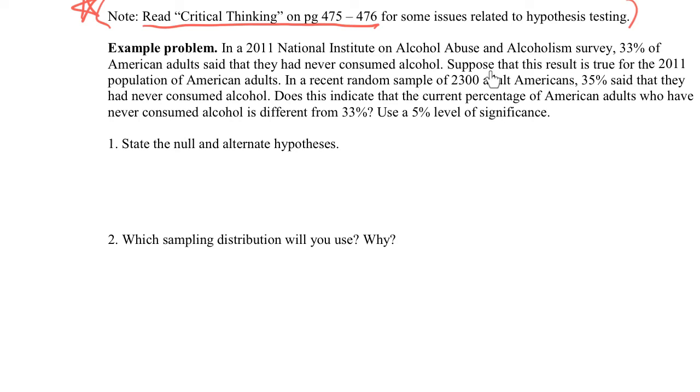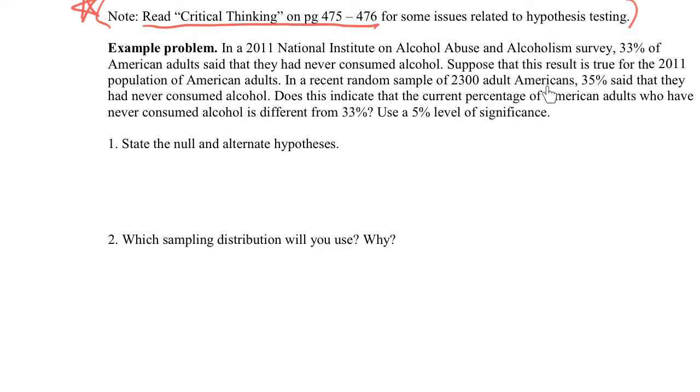In other words, suppose this is true. This may have been a very large study, and people feel very confident in the results. So we're sort of assuming this is true. This is going to be part of our H naught, our null hypothesis. We're assuming this is true. So our null hypothesis will be that P equals 0.33, as a decimal. Then it says, in a recent random sample of 2,300 adult Americans, 35% said they had never consumed alcohol.